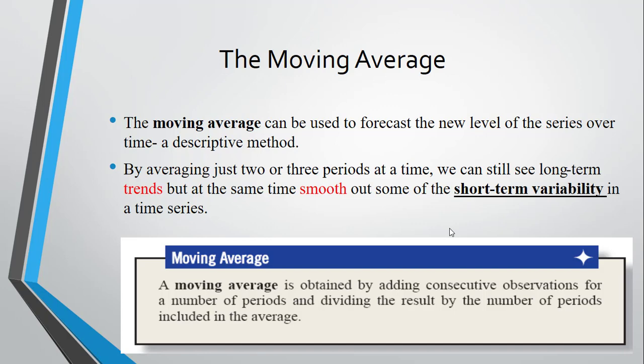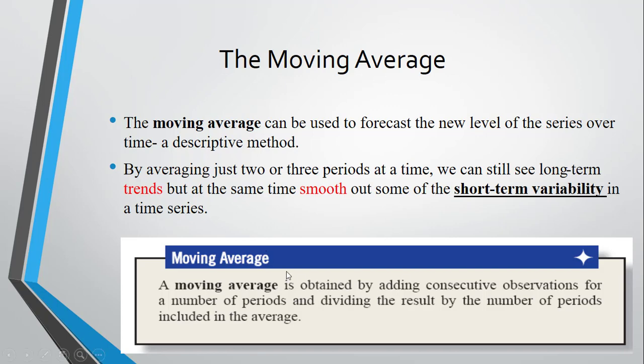Because if you just look at the average or the actual value, you can see lots of short-term ups and downs. That's not really reflecting the true trend. By using a moving average, you can smooth it out, so you get a better sense of the trend.